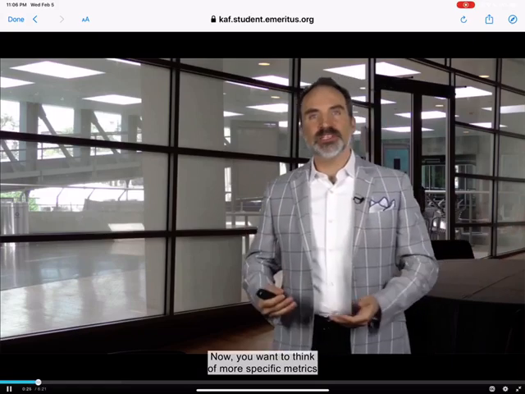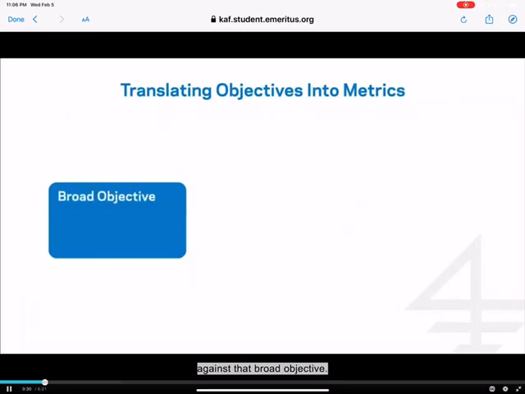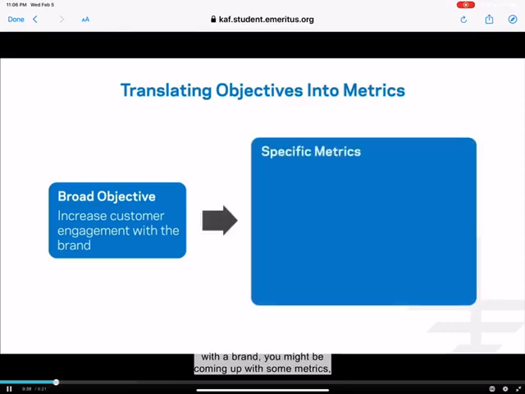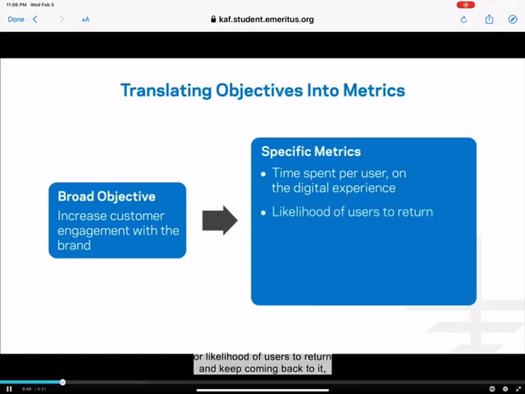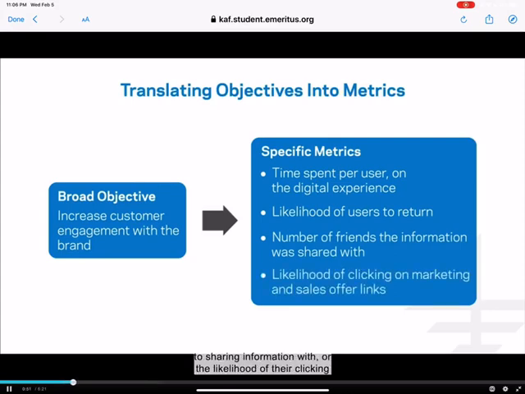Now you want to think of more specific metrics that would help you know how you're performing against that broad objective. So if you set a broad objective that was something like we're trying to increase customer engagement with the brand, you might be coming up with some metrics like time spent per user on this digital experience, or likelihood of users to return and keep coming back to it, or number of friends that they're connecting to and sharing information with, or the likelihood of their clicking on links and offers to marketing, etc., from this digital experience you created. You have multiple metrics all to sort of understand this broader objective and if you're actually achieving it.